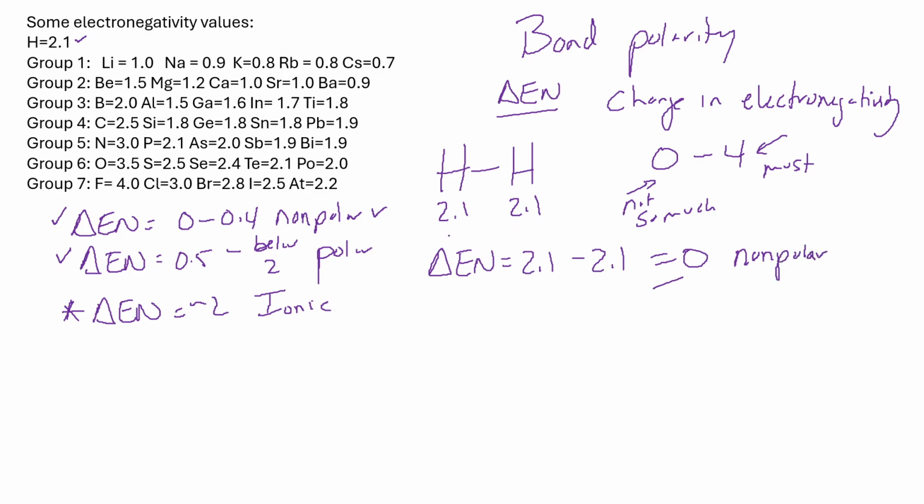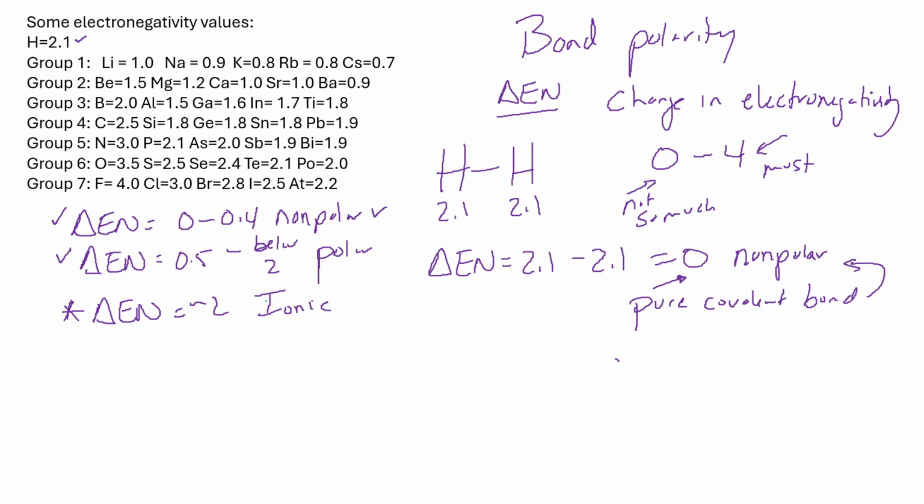By the way, this difference of 0 that you get is also sometimes referred to as a pure covalent bond. And that is still a nonpolar bond, but it's as perfect equal sharing of electrons as you could get. So sometimes books will classify it as a pure covalent bond, and that's when you get a difference in electronegativity of 0.